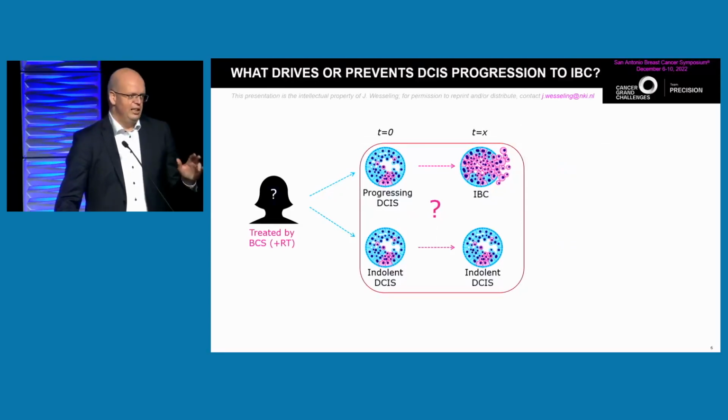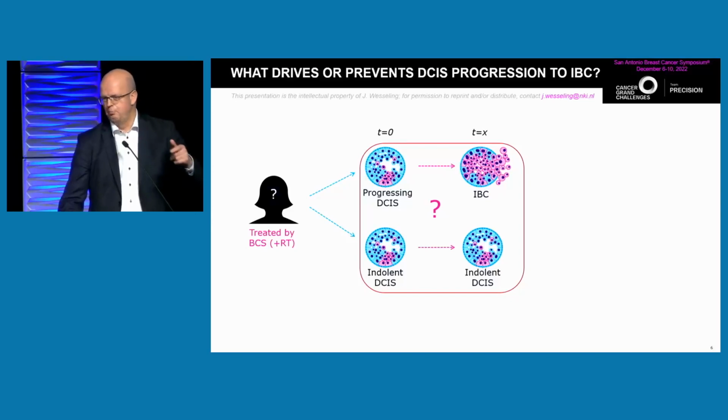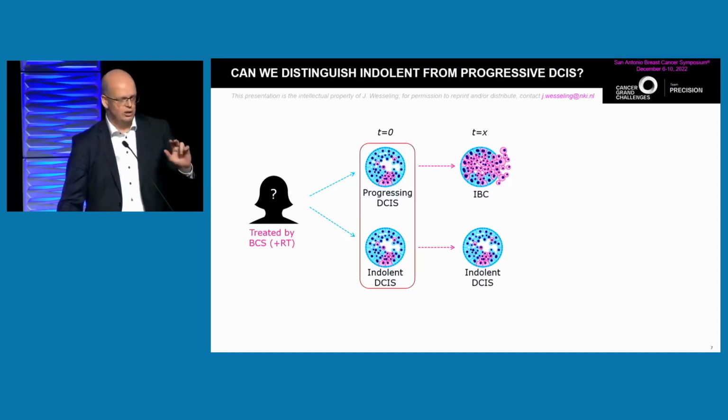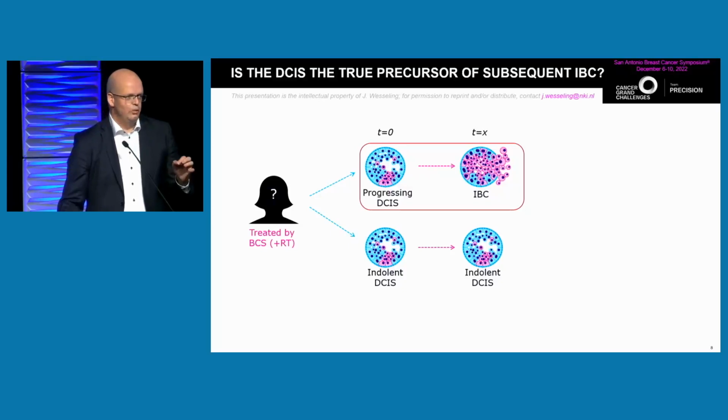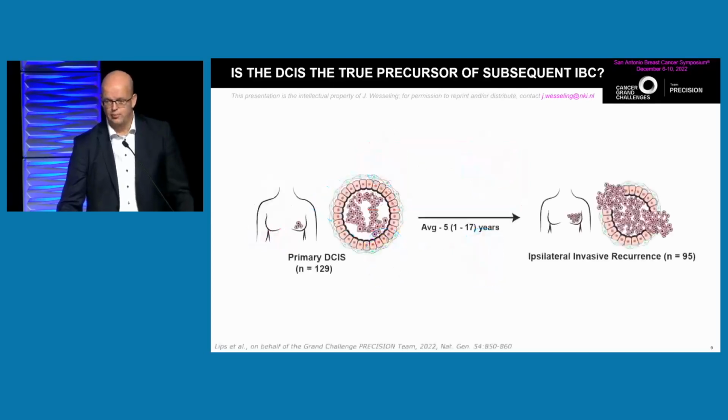There are three interrelated questions that we need to answer. First of all, and I think the previous talk was already dealing with this as well, what drives or prevents progression of DCIS to invasive breast cancer? The second question is, how can we distinguish indolent from potentially progressive DCIS? And the third question is, is the subsequent invasive breast cancer really related to the initial primary DCIS lesion? I start with this last question.